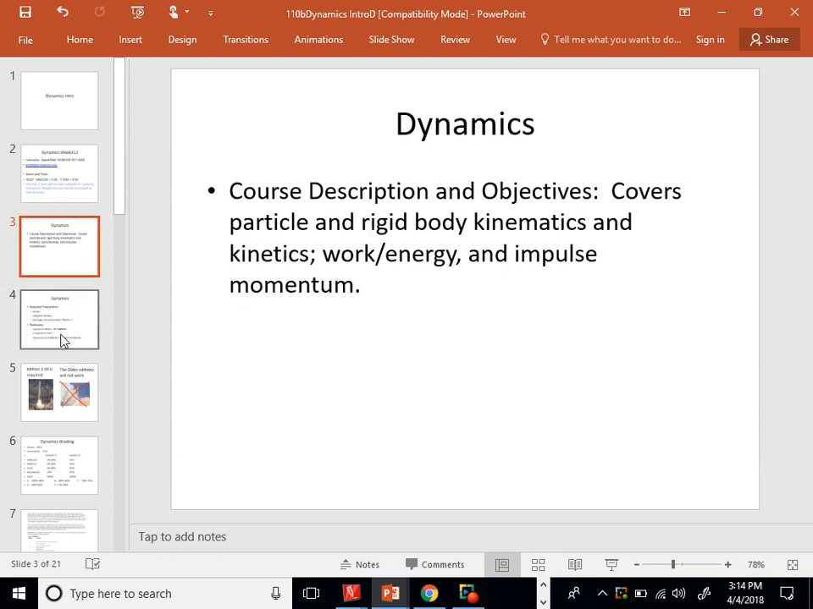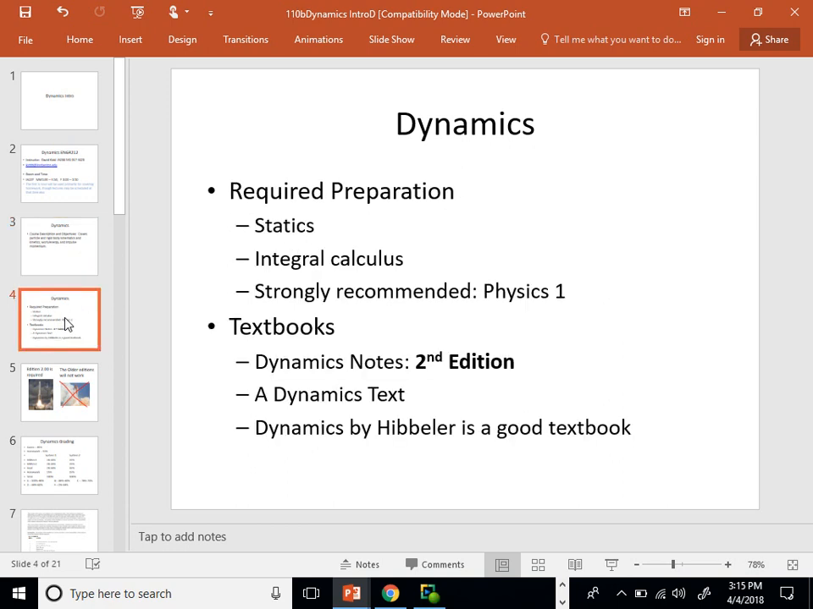Okay, we're going to cover a few things. We're going to cover kinematics, which is how objects move, and then we're going to cover kinetics, which kind of gets into the reasons why they move. Okay, so that's what we'll be looking at.